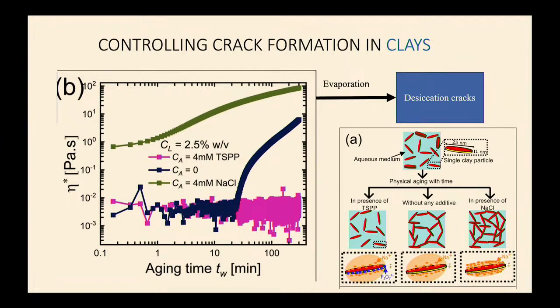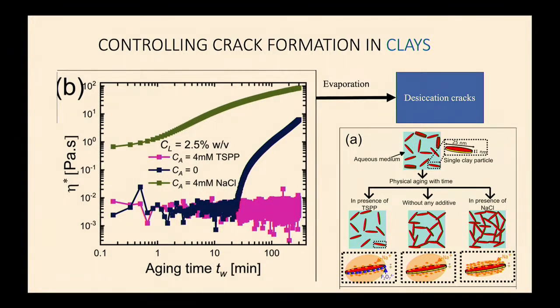So this is the data that you get. This is the complex viscosity which we get from oscillatory rheology experiments versus the aging time of the clay. As you can see here, we've continued up to 300 minutes. For the sample with TSPP, which was this repulsive sample, the non-gel forming sample, the viscosity doesn't change. It's actually a little more viscous than water, about 10 millipascal seconds. But when you didn't have an additive, which is here, you can see that initially not much happened.